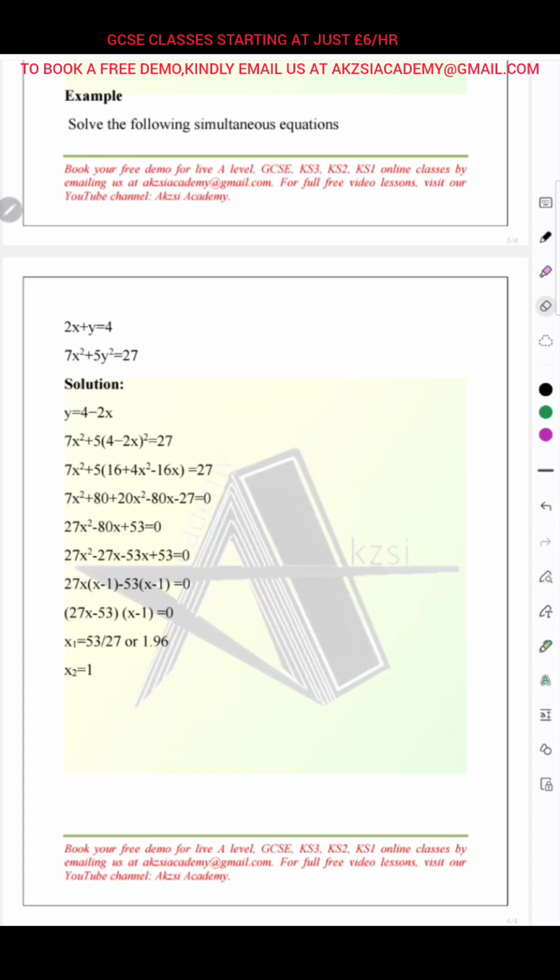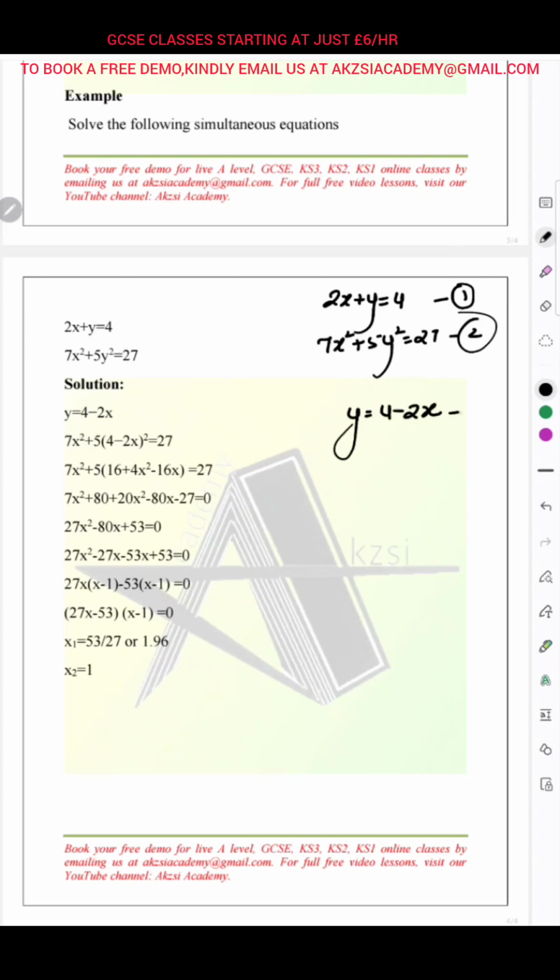2x plus y is equal to 4. So your first equation is 2x plus y is equal to 4. And second is 7x squared plus 5y squared is equal to 27. As I told you, you have to start with the linear part. So I'm starting with linear, and making y the subject is much easier. Just bring 2x onto the right hand side. So y is equal to 4 minus 2x.